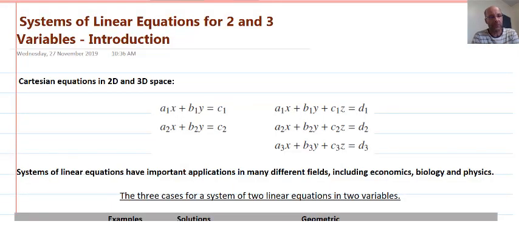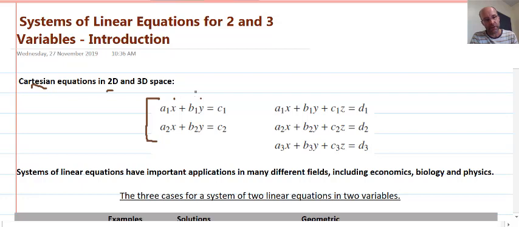We're going to be introduced to systems of linear equations. We're going to look at 2 and 3 variables in particular, and we're looking at the Cartesian equations. Now, if we write Cartesian equations in two-dimensional form, we might get something like these two equations here. So we have two equations in two unknowns, the unknowns being x and y.